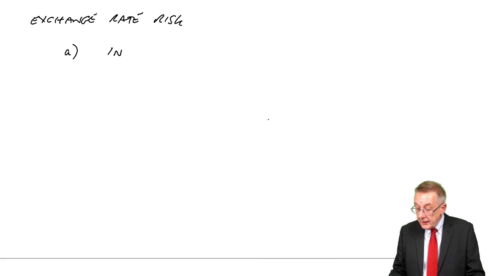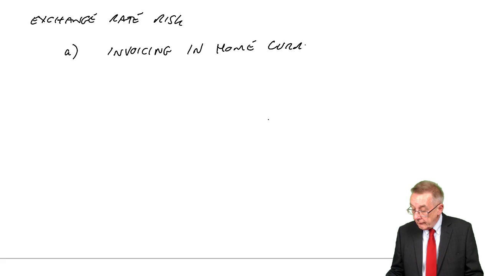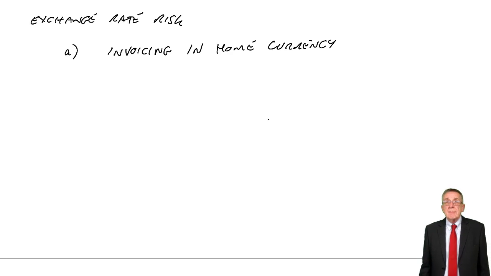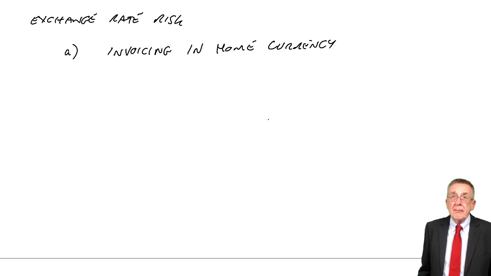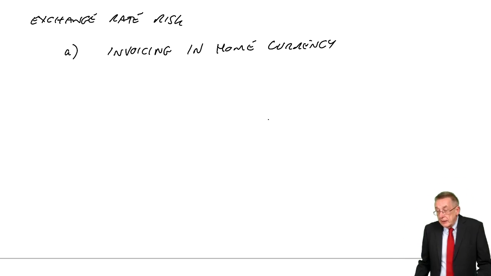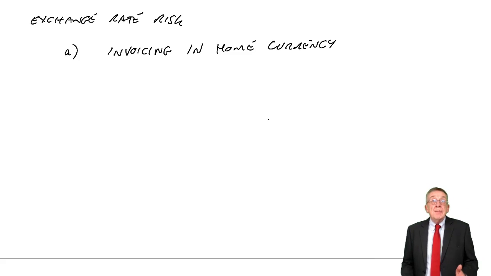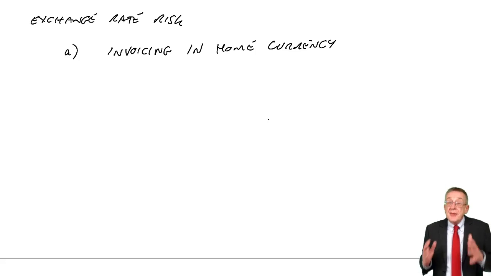The first one is invoicing in the home currency. I'm in the UK. I'm selling goods to America. Well, if I invoice in pounds, then I'm not subject to any risk at all. It's the customer who's got the risk. The trouble is it may be a big customer who insists on being invoiced in dollars. If it's a big customer, I might be prepared to do that. And if I do invoice in dollars and I'm in the UK, then I'm at risk through exchange rate movements. But if I can invoice in pounds, best of all, no risk.